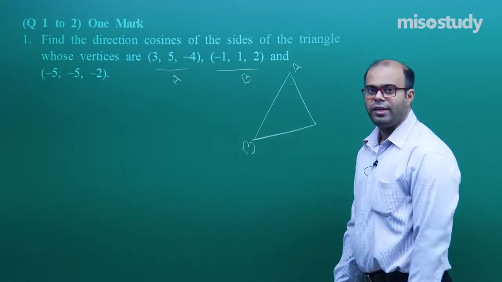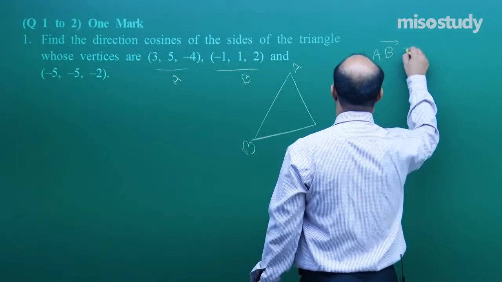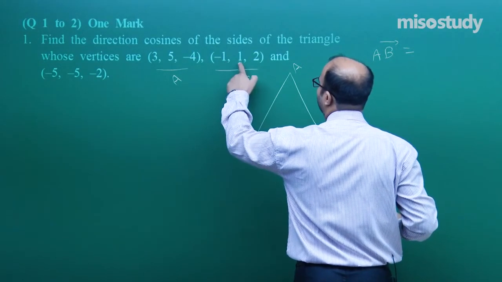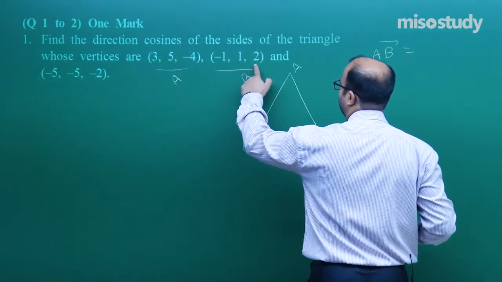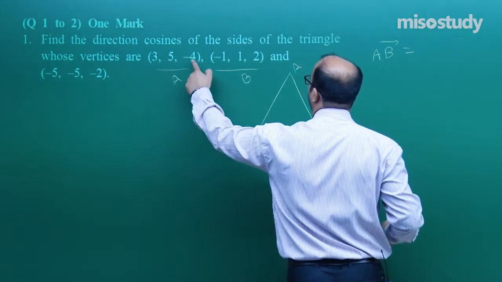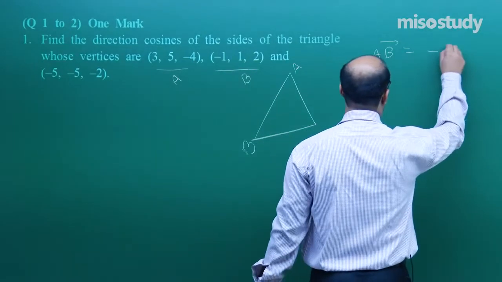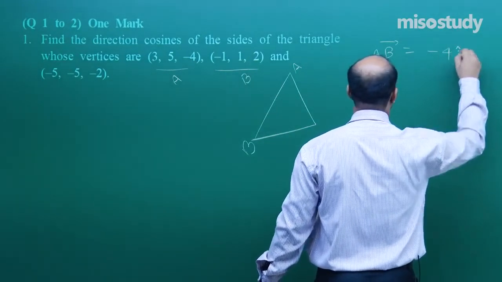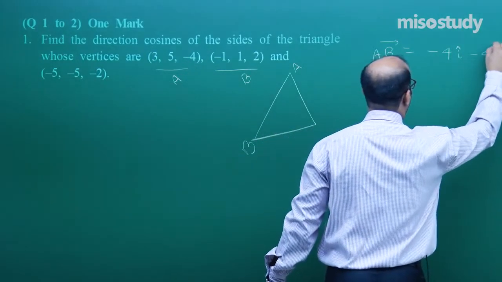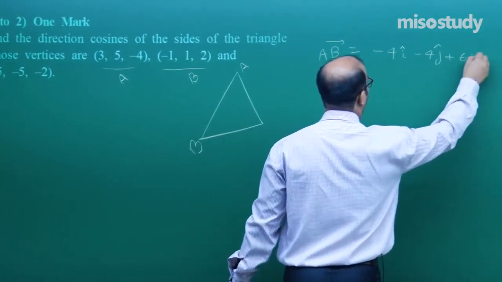Now, if we want to find the vector AB, we say that the vector AB is equal to the position vector of B, which is minus i cap plus j cap plus 2k cap, minus the position vector of A, which is 3i cap plus 5j cap minus 4k cap. So, we will subtract. What will happen? Minus 4i cap is the x component, then minus 4j cap is the y component, and then plus 6k cap is the z component.